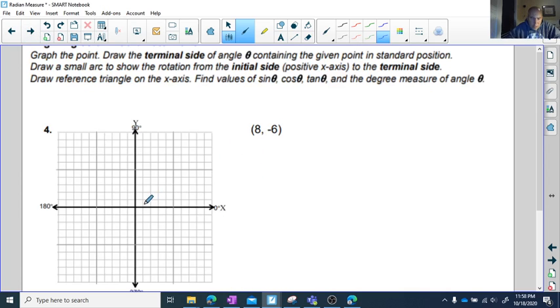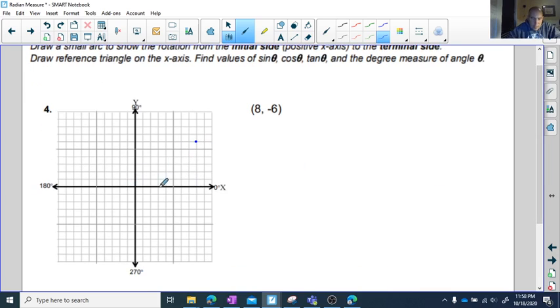All right, so we're going to go to 8. 1, 2, 3, 4, 5, 6, 7, 8, and up 6. Oh, sorry, it said 8, -6. My bad. So 8 is here, -6 is down this way. Draw a terminal arm right out through your point. So here's your point, 8 and -6.